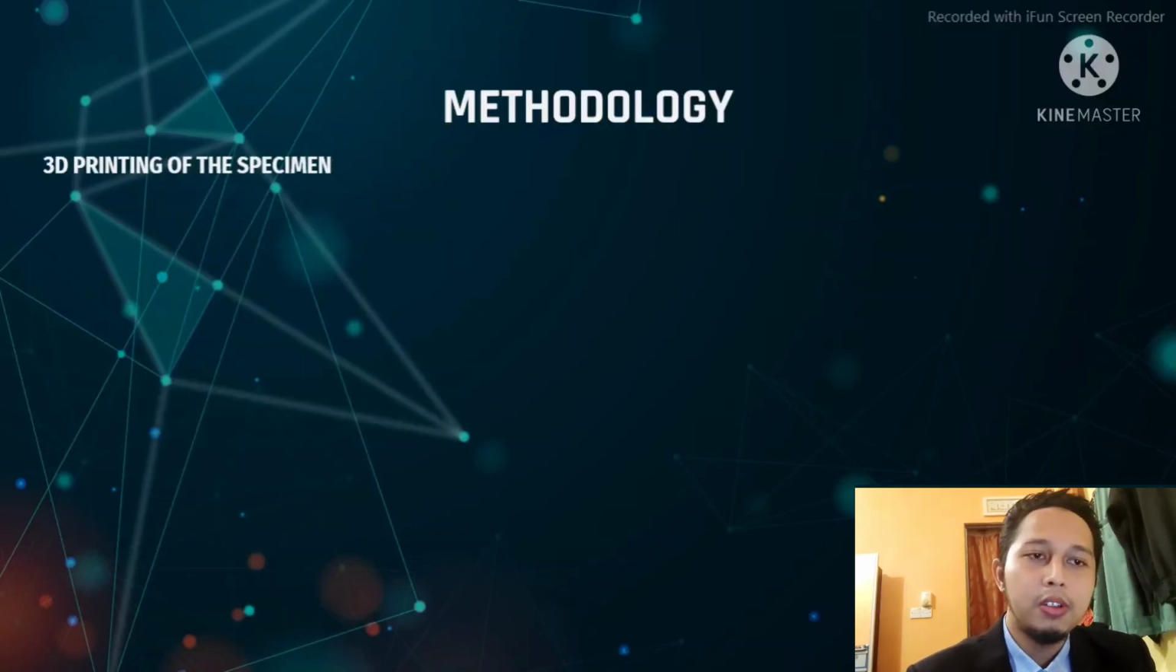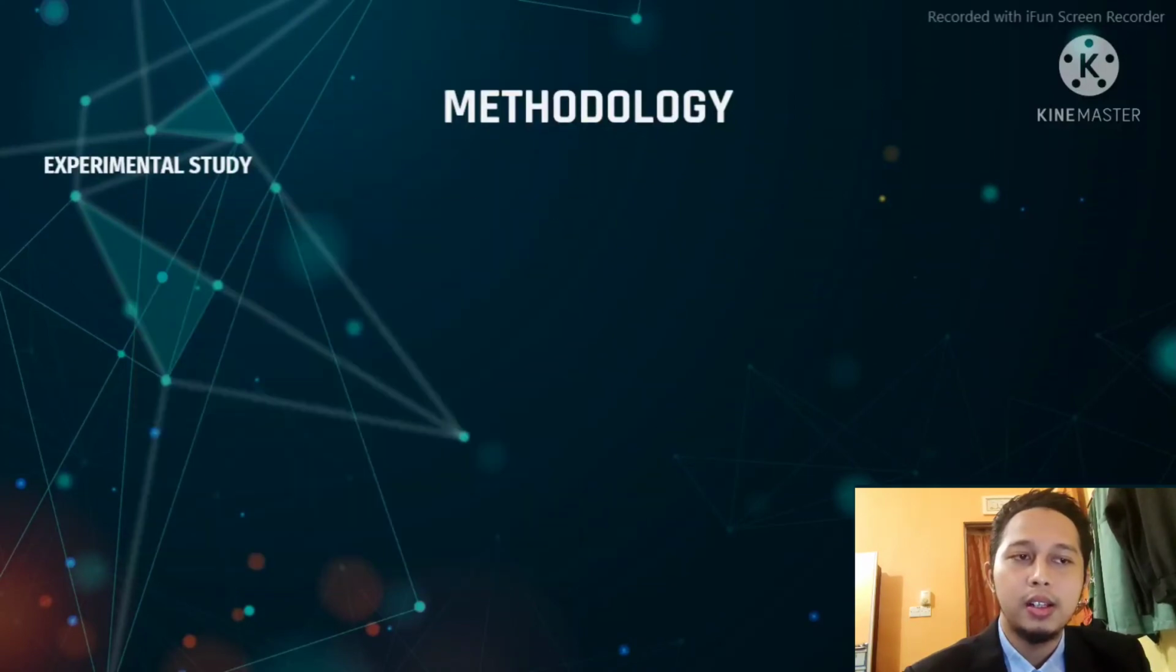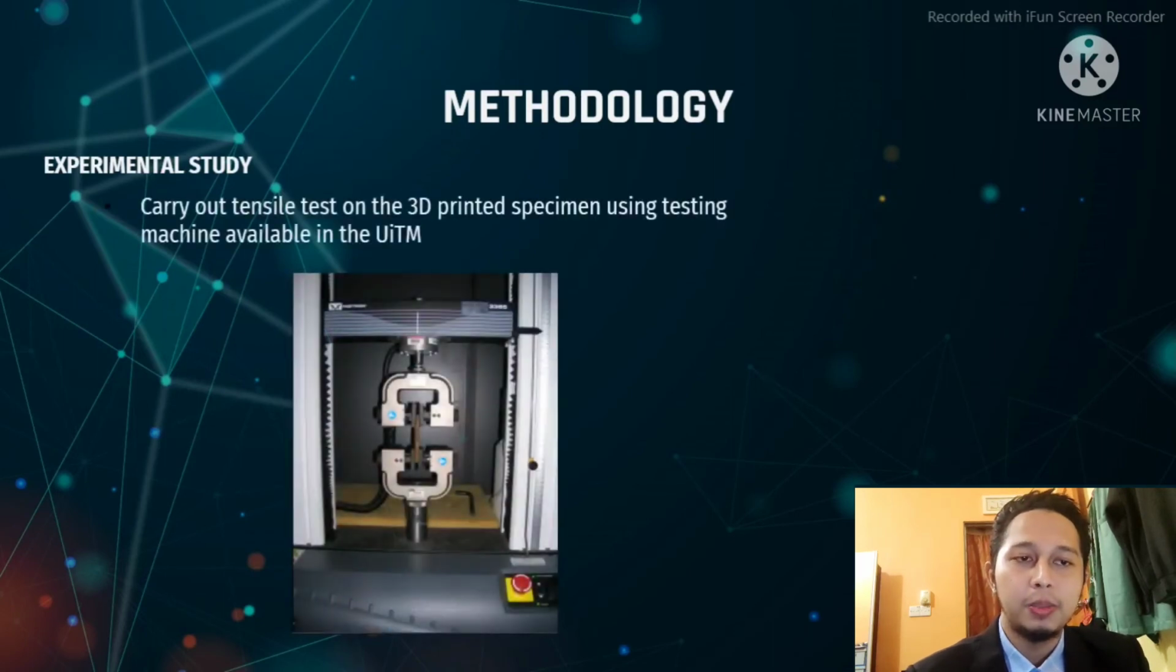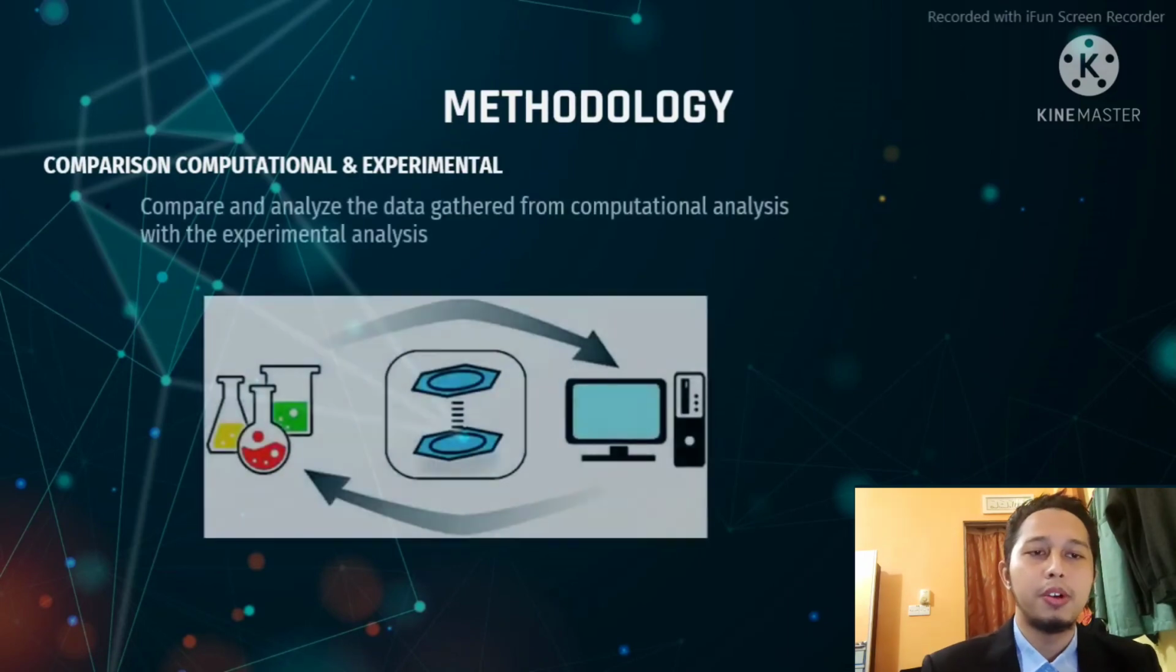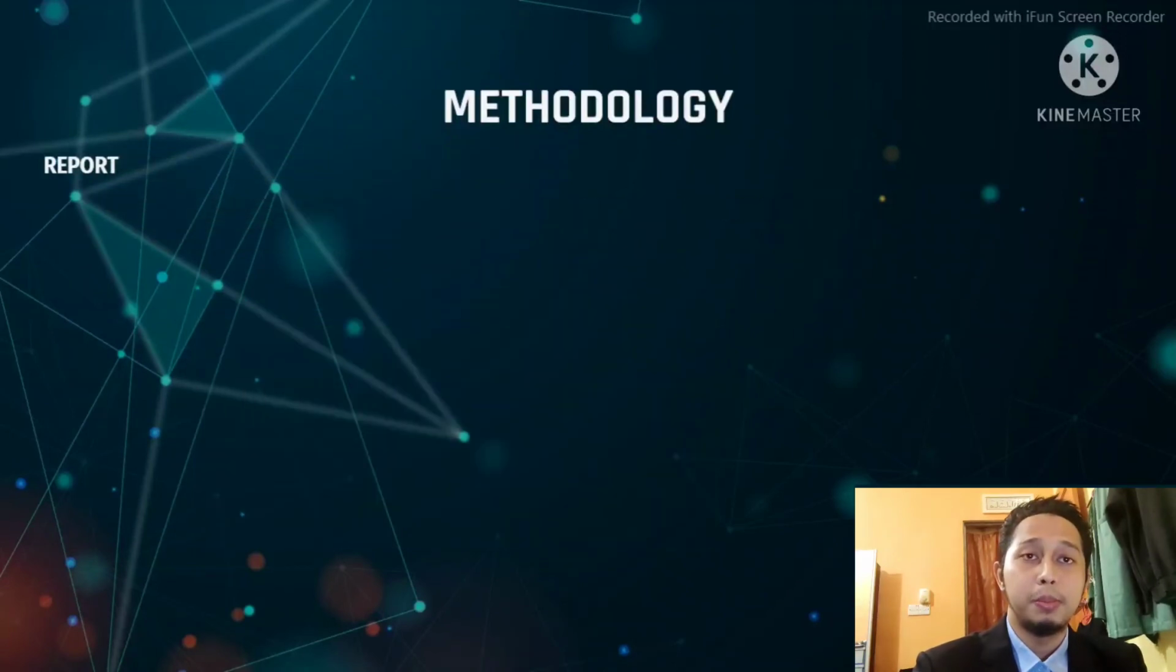Next, after all the models have been printed, they need to go through experimental studies. The 3D printed specimens need to go through tensile tests using the testing machine available in UiTM. When the experimental study has been done, gather the data. Compare and analyze the data gathered from computational analysis with the experimental analysis. The final step is to make a report. Gather and analyze all the data and document it in a proper format for future reference by other people.